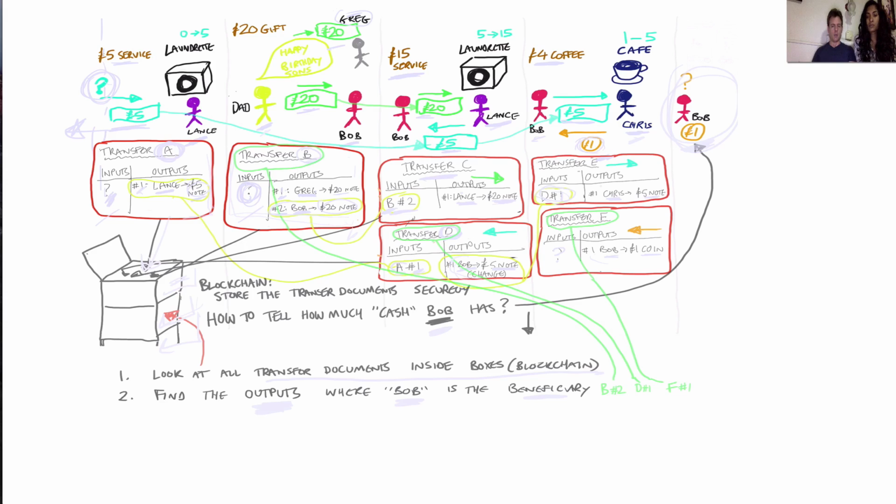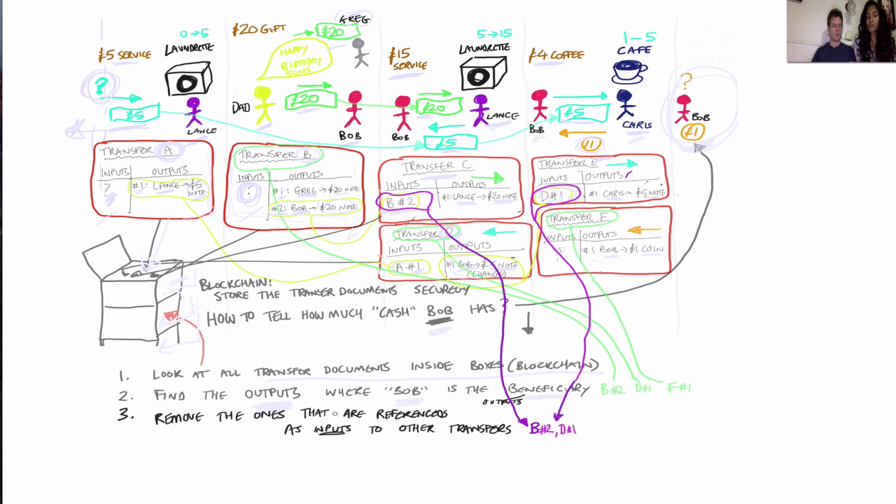But the next thing we have to do is remove the transactions that are referenced as inputs to other transfers. We can see exactly what we mean by that, because in transfer C, the input to that transaction was Bob paying the laundrette that £20 note, and he was referencing output number 2 of transfer B, which is when he received that £20 note. So transfer C proves that Bob has handed over that £20 note, so he no longer has it. So B number 2 is out.